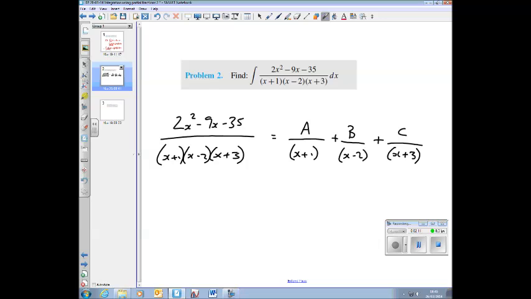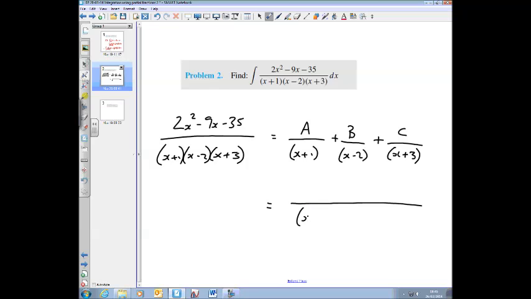Now the method is exactly as we have done in previous examples. We split this fraction into 3 separate fractions and then recombine the right hand side to get a common denominator so we can equate the numerators. So I have to think about what I have got to multiply each of these by to get the common denominator, which is x plus 1 times x minus 2 times x plus 3.